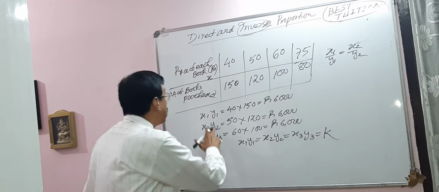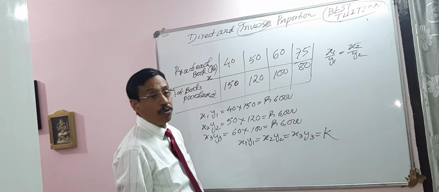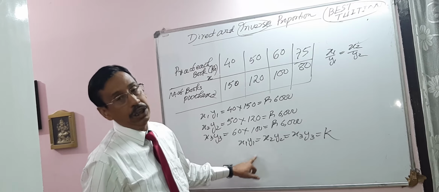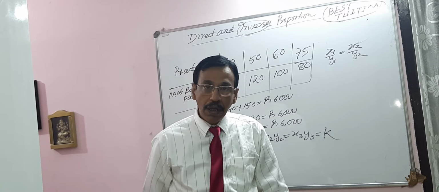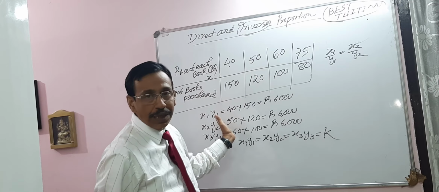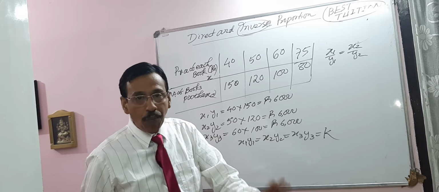This is the condition of an inverse proportion, that x1 y1 is equal to x2 y2 is equal to x3 y3 is a constant. Clear? Now, based on this concept, we can solve some problems.